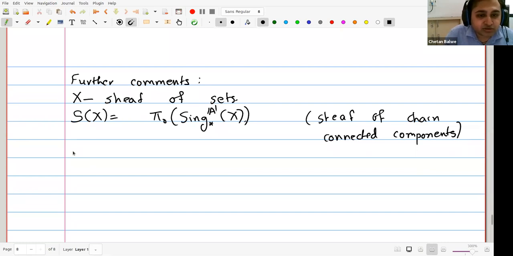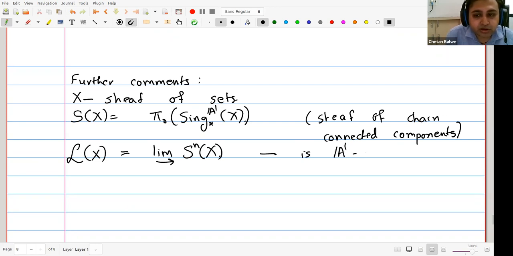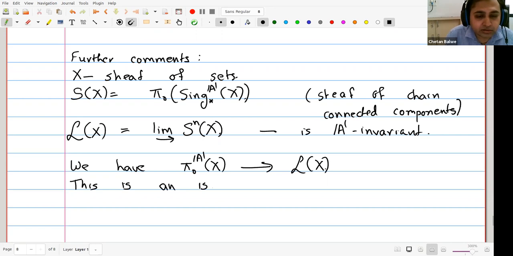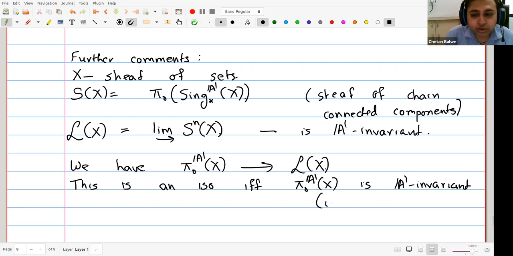And then, of course, this may not be the same as pi naught A1, and in fact, this may not even be A1 invariant. So let's say script L of X is the limit of S to the N of X. Okay, so this is A1 invariant. So this is the universal A1 invariant quotient of X. And what you have is a canonical morphism from pi naught A1 of X to L of X. This is an isomorphism if and only if pi naught A1 of X is A1 invariant, which is of course unknown in general.